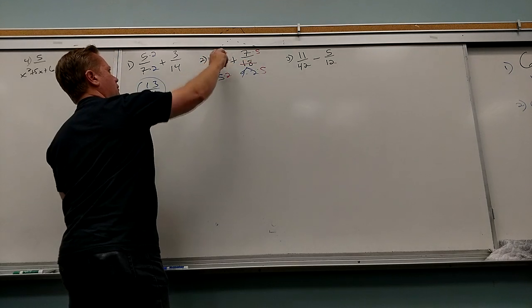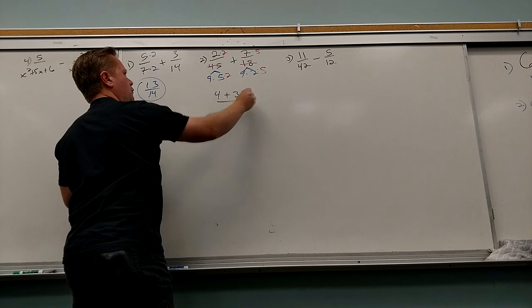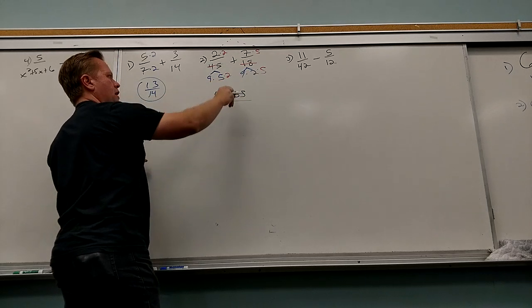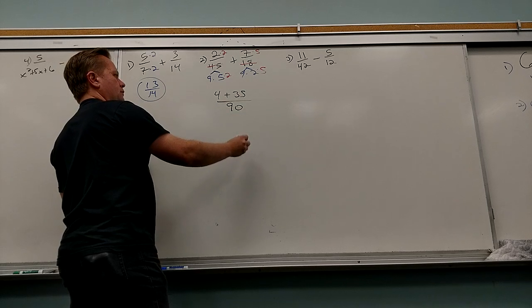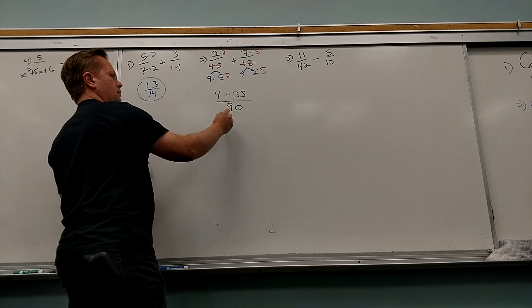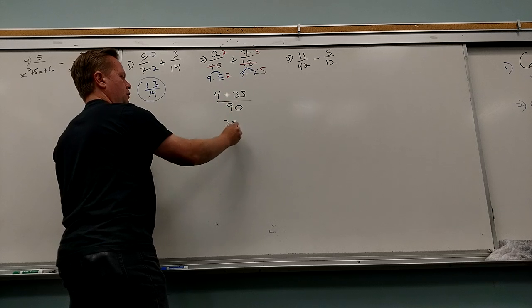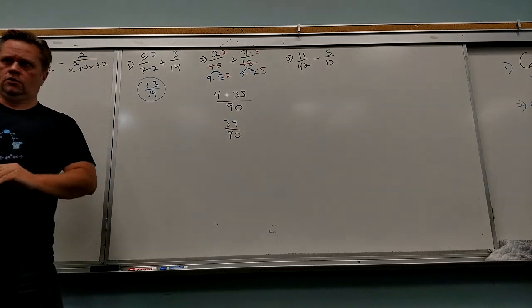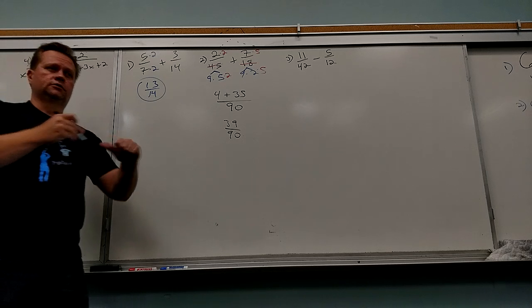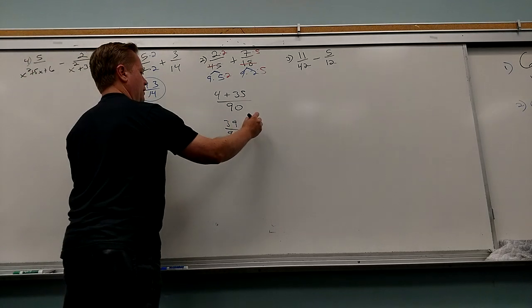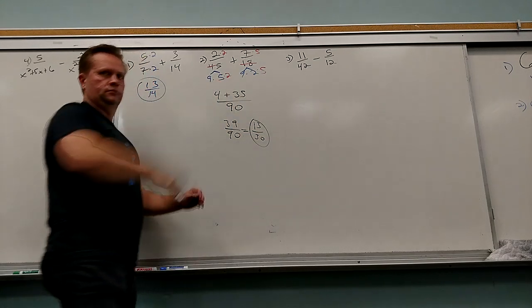What do I get here? I get 4 plus 35, and what's the bottom become? Yeah, 90. 45 times 2, 90. So then I get 39 90ths. You better not stop there. What goes into both? 3. So if I divide top and bottom by 3, I get 13 30ths. Kick ass.